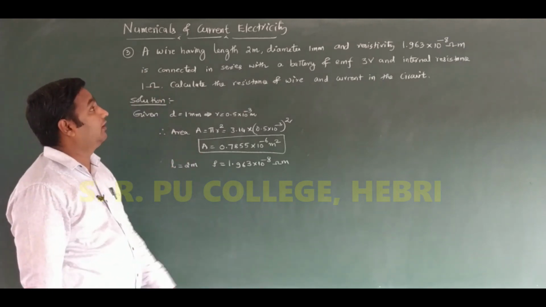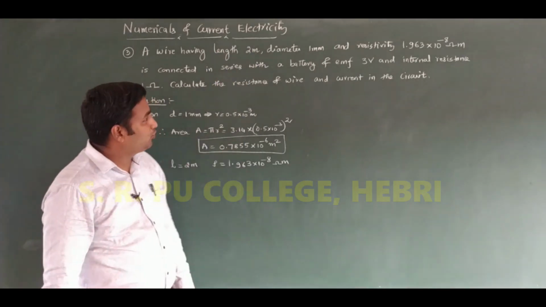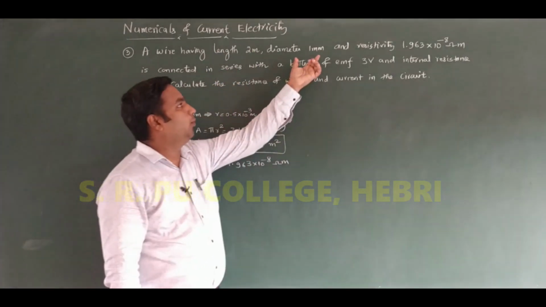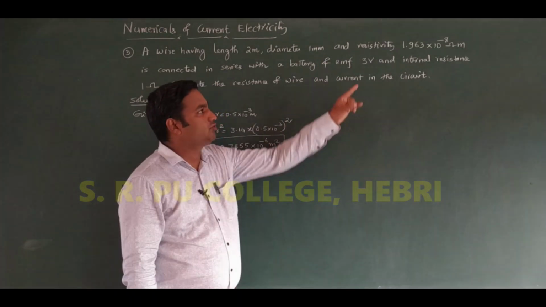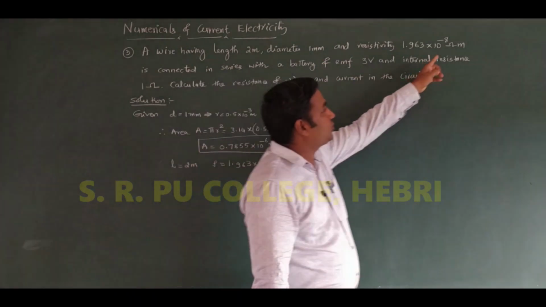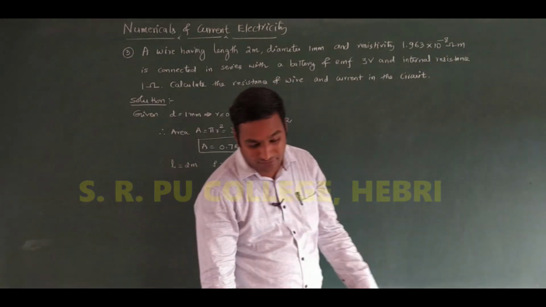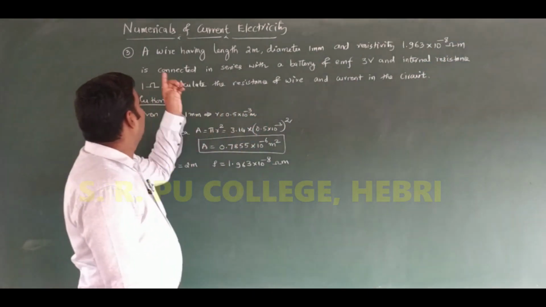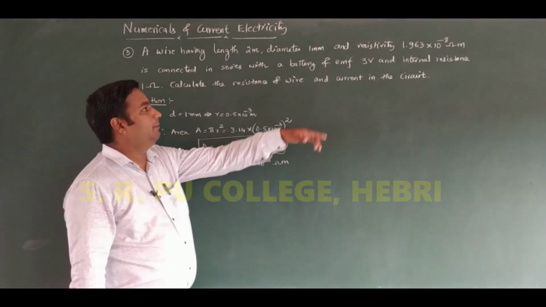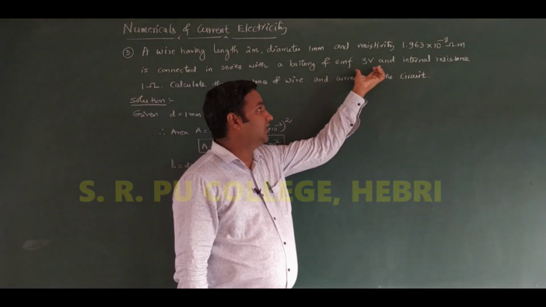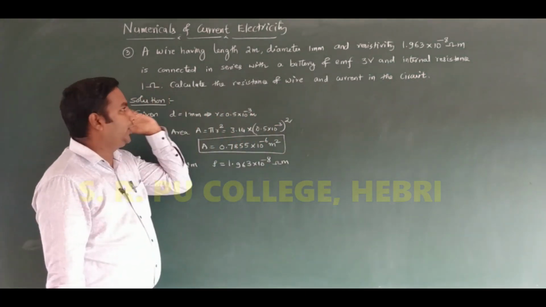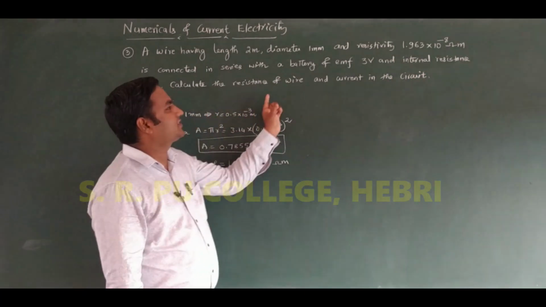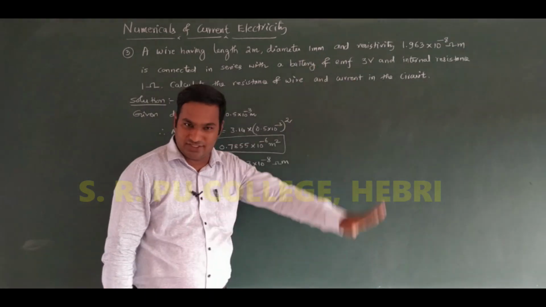A wire having length 2 meter, diameter 1 millimeter and resistivity 1.963 into 10 power minus 8 ohm meter, the resistivity of the given metal of the wire, is connected in series with a battery of EMF 3 volt and internal resistance 1 ohm. Calculate the resistance of the wire and current in the circuit.